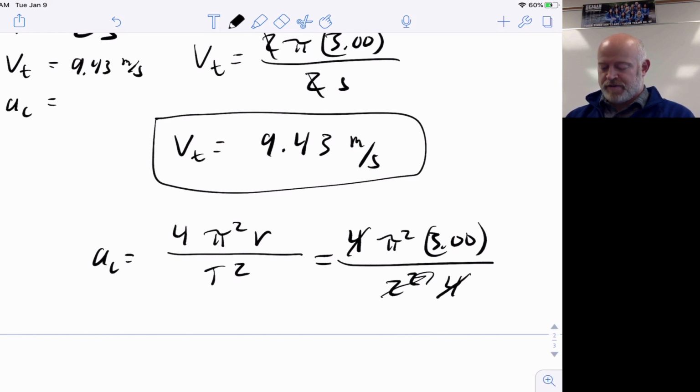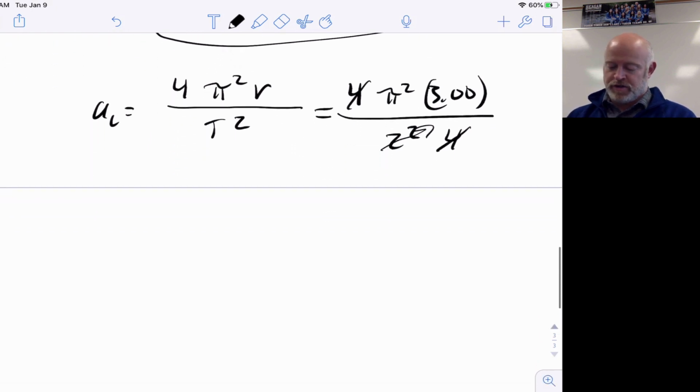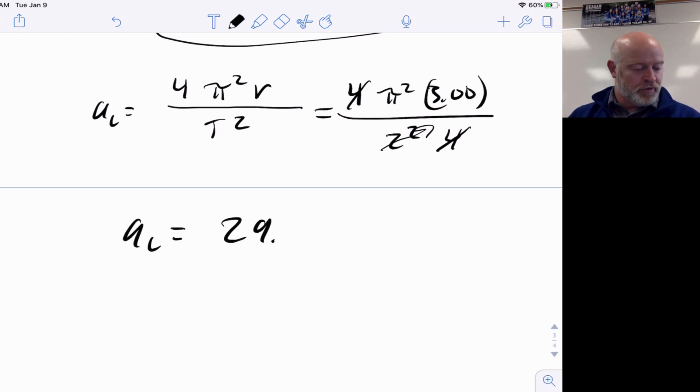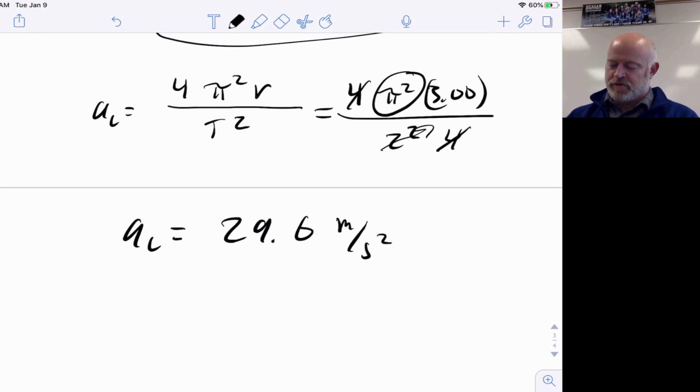So to find my acceleration, all I'm really doing is taking 3 times pi squared. Pi squared is 9.86 something. Times 3, and I get a centripetal acceleration of 29.61 meters per second squared. So it was pi squared times 3 is all I did to get that one.